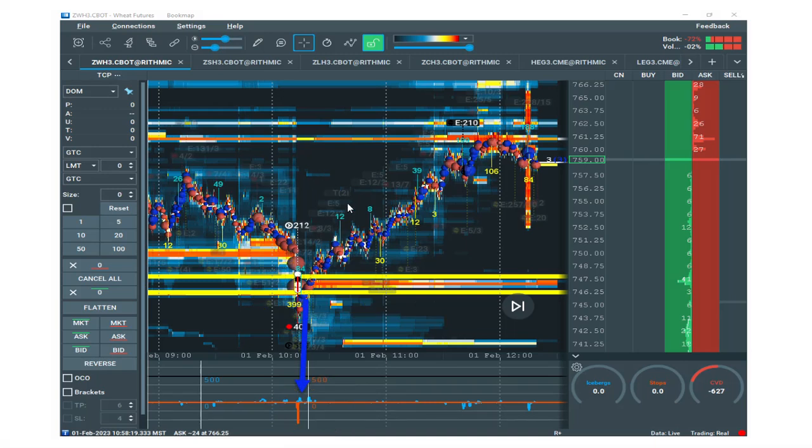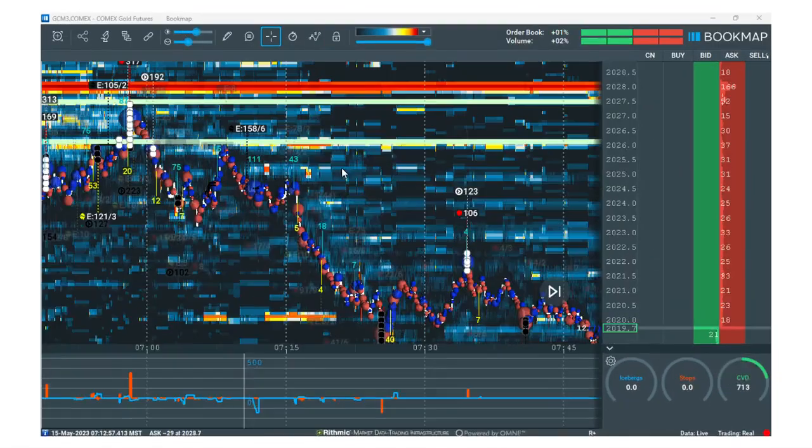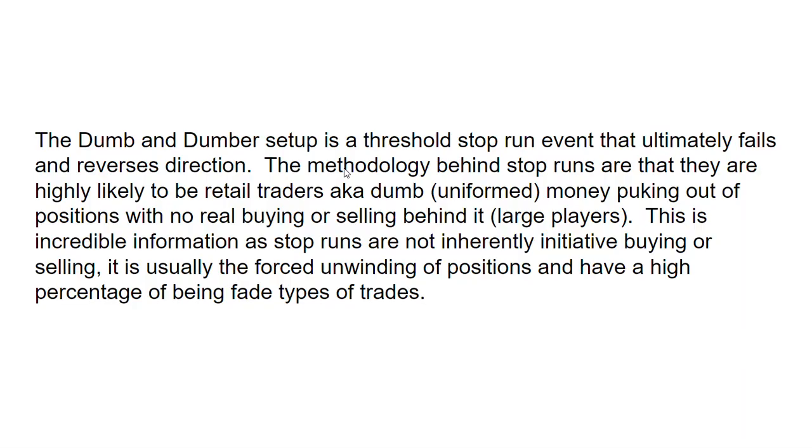And that is actually the last example for the Dumb and Dumber. It's just a great trade, a great fade trade for areas. If you're looking to fade areas, this is just one of the best setups out there for fade trades.